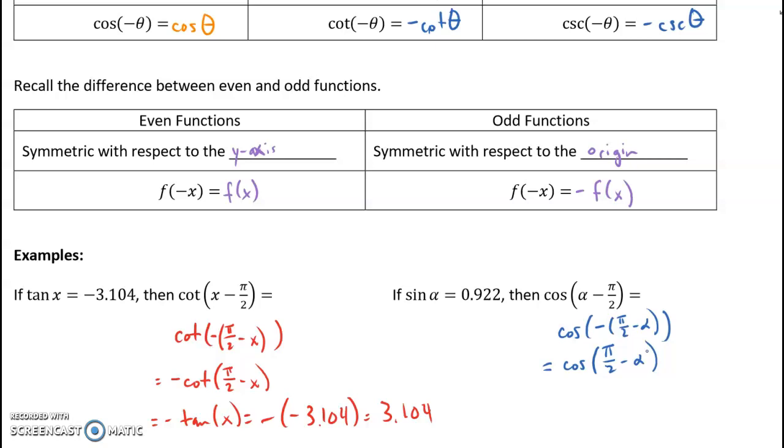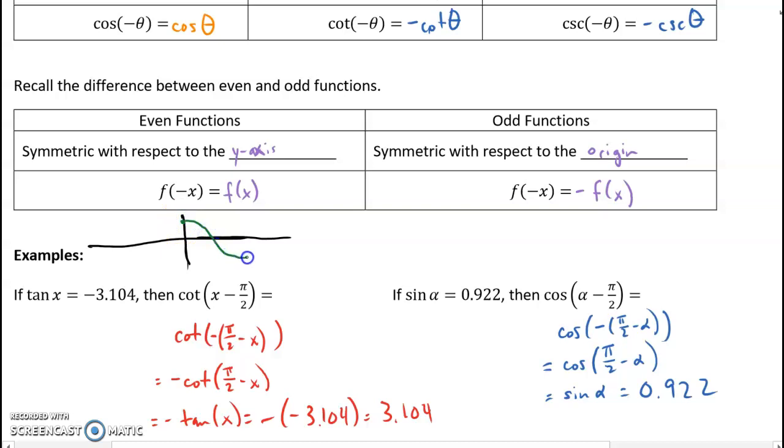So now we have this cosine of pi over 2 minus alpha. This is the same thing as the sine of alpha based on our co-function identities, and we know that the sine of alpha is 0.922, and therefore we are done. I'll leave you with one parting thought here. If we graph the function cosine of x, just going back to this odd and even idea up here, remember it starts at a maximum, it goes down from there to a minimum, it goes back up from there, and that's what one period looks like.